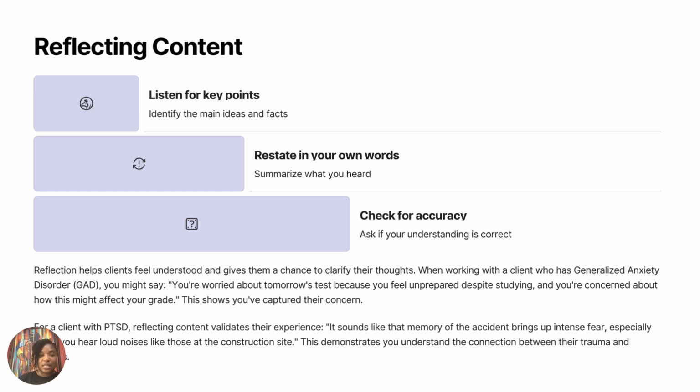Versus when you're dealing with an individual with PTSD or trauma, you reflect their content to validate their experience. Something like, "It sounds like that memory of that accident brings up intense fear, especially when you hear loud noises like those at the construction site." That alone, when you reflect or validate their experience, demonstrates the connection between their trauma and their experience.